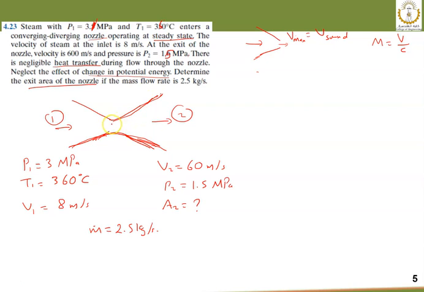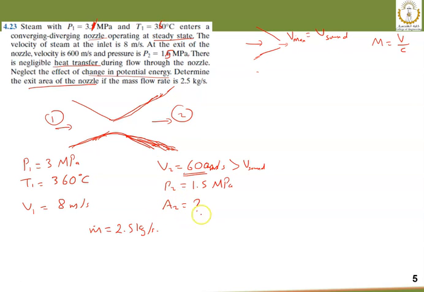Okay, this feature is for compressible flow, and you notice here that the velocity is 600 meters per second. 600 meters per second is greater than the velocity of sound. So this can only be reached if we have a converging-diverging nozzle. You can read this more in your own time.